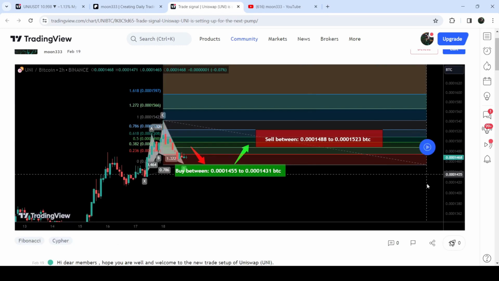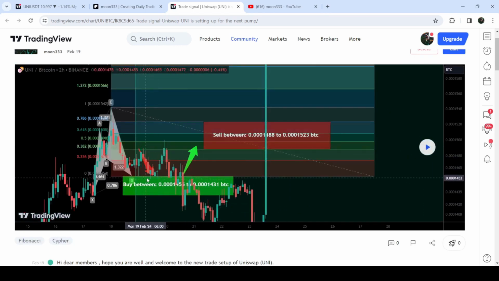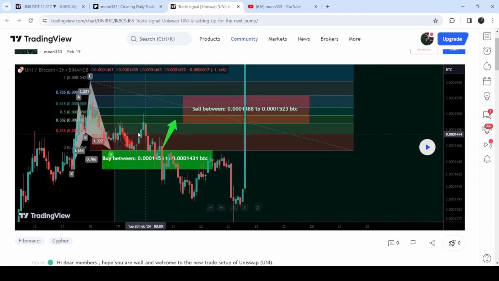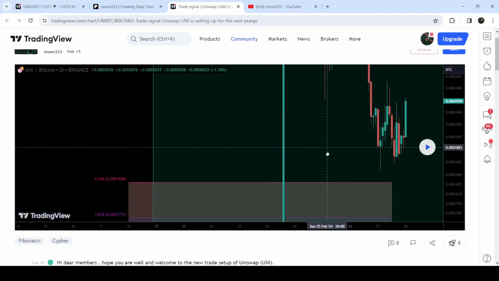Now, if I play this chart, you can see that the price line dropped down, completed the leg here, and went to the buying zone. In fact, it entered the buying zone here. Then we had a nice pump, again entered the buying zone here. Then we had a nice pump and reached the sell target zone here. And then it slightly moved down to this potential reversal zone. But after that, we had a very, very huge and massive pump.